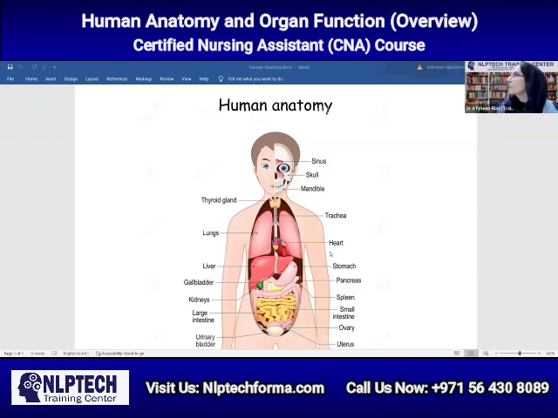We are going to cover this topic called human anatomy and organ functions. What is this topic all about? What are you going to learn in today's class? What are the learning outcomes? Let me write down on my screen and you can start writing as well.